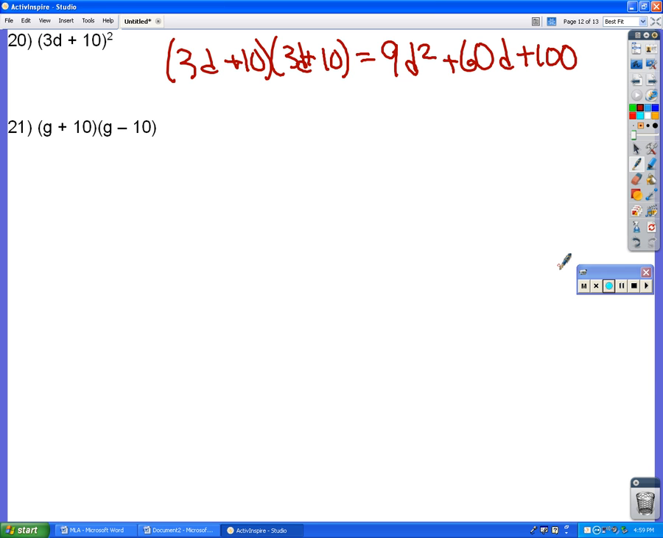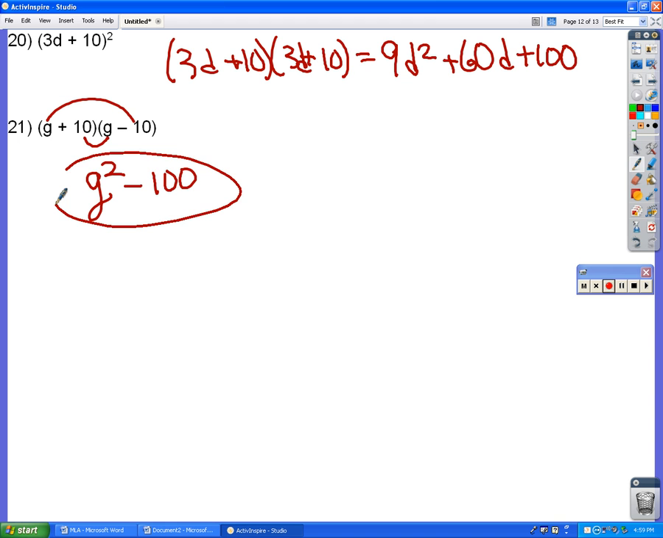Then same deal with this one. First times first is g squared. If I did the outer terms, that would be negative 10g. If I did the inner terms, that would be positive 10g, and those will cancel. And then 10 times negative 10 is negative 100, and that is my final answer there.